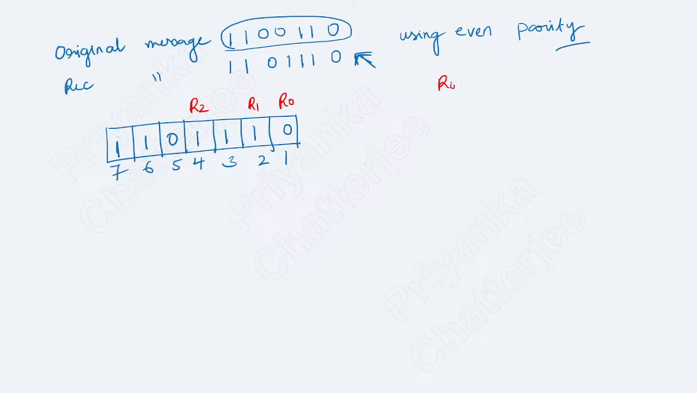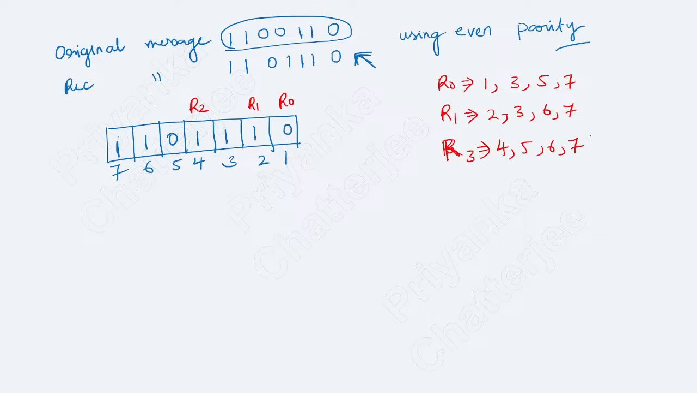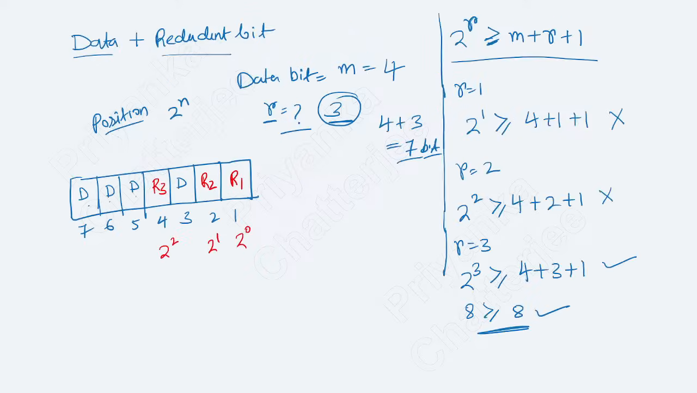R0 checks the bits 1, 3, 5, 7. R1 checks the bits 2, 3, 6, 7. And R2 checks the bits 4, 5, 6, 7. Why is it so? No need to memorize; there is a meaning to this. If you use a 3-bit number like R0, R1, R2, write the combinations: 000, 001, 010, 011, 100, 101, 110 and 111.